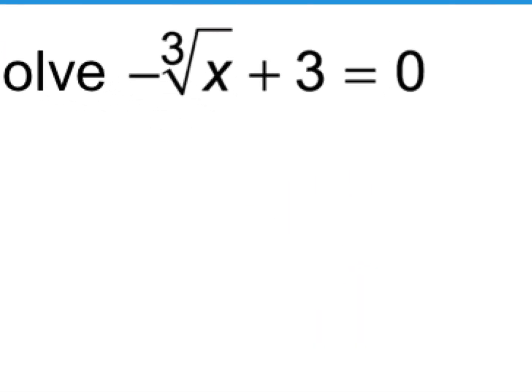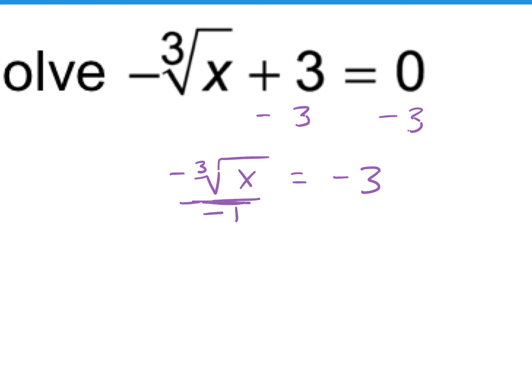What should we do first here? Minus 3. So negative cubed root of x is equal to negative 3. What should we do next? Awesome. We want to get rid of that negative out front because we need to isolate the radical, so we divide both sides by negative 1. So that cancels that out. So we have the cubed root of x is equal to, what's negative 3 divided by negative 1? 3.